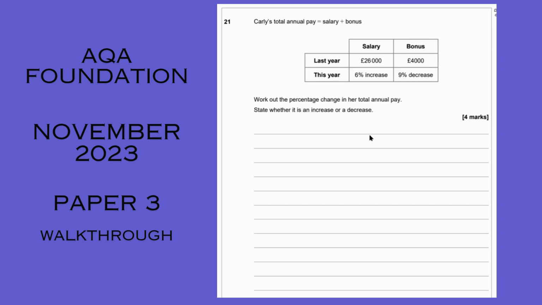Number 21. So, Carly's total annual salary, etc., etc. So, let's just go for £26,000.